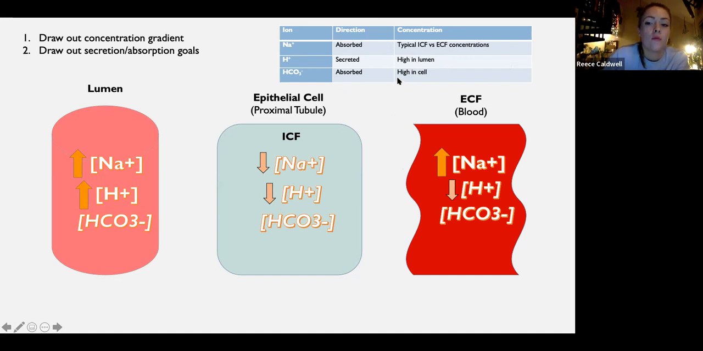Bicarb, we were told that it's high in the cell. So if it's high in the cell, that means it's going to be low everywhere else because it was specifically stated. So we've now drawn out our concentration gradients. We can now see which molecules move from high to low or low to high. And now we need to draw out our secretion and absorption goals. So what I'm talking about here is this column of the chart.